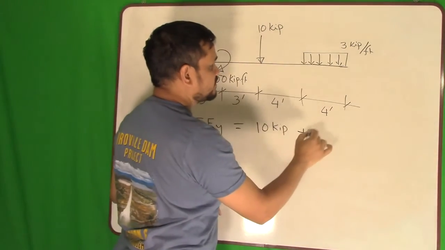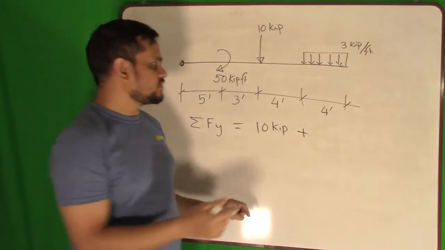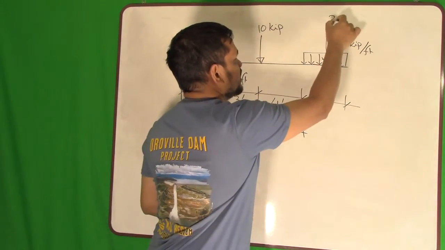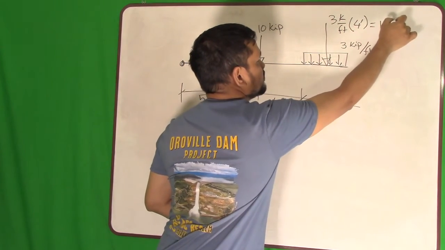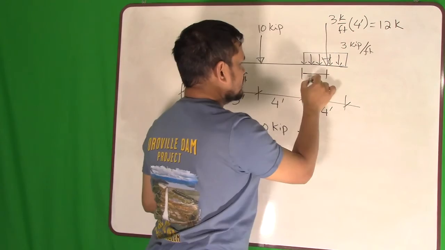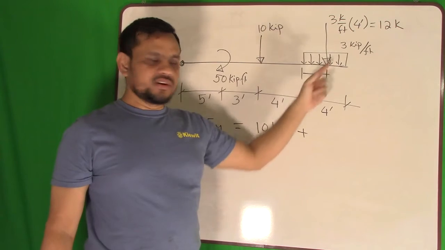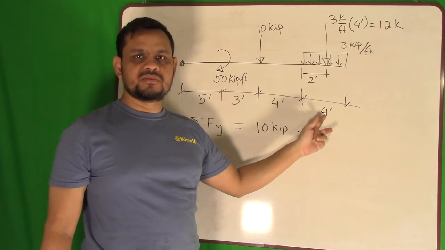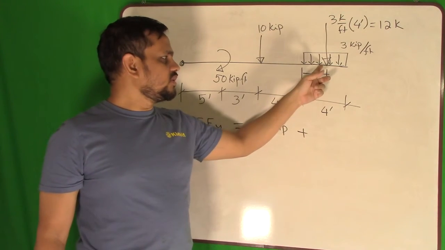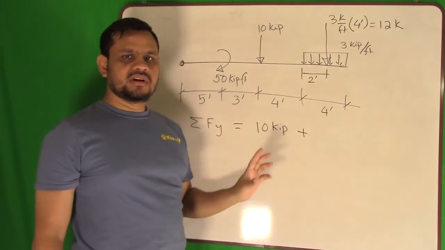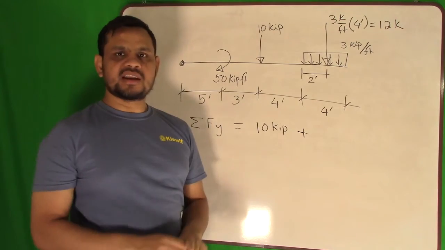This other force, how much is it? I can convert this rectangular load into a single concentrated force. So this force will be 3 kip per feet times 4 feet, so 12 kip, and it acts at 2 feet. Where did I get it? Simple. 3 kip per feet, I have 4 feet, so the total force is 3 times 4, 12 kip. Where will it be working? At the centroid of the rectangle. It is 4 feet long, so this will be 2 feet. So I can assume this.